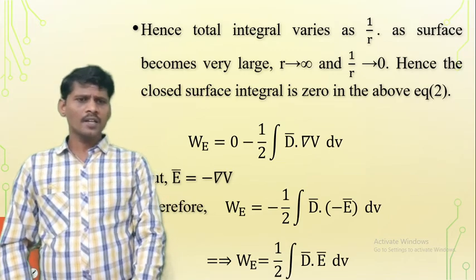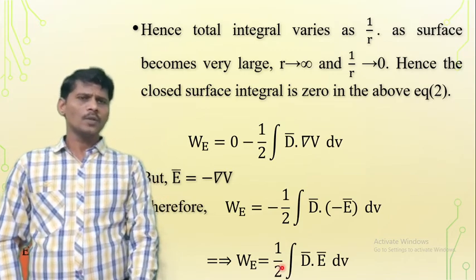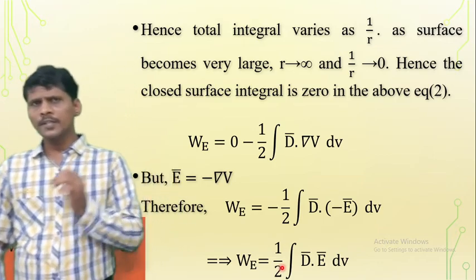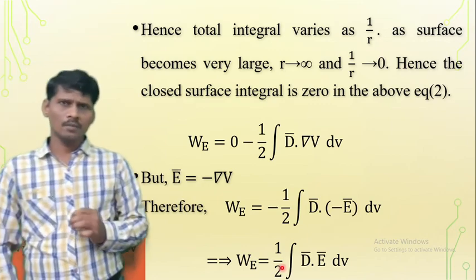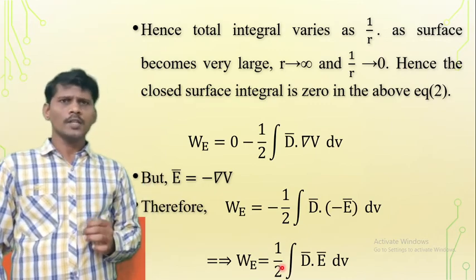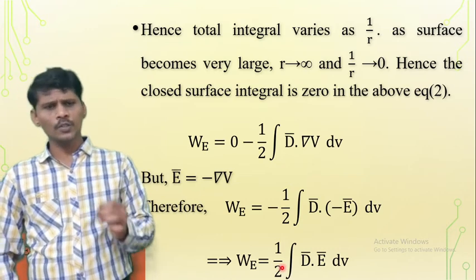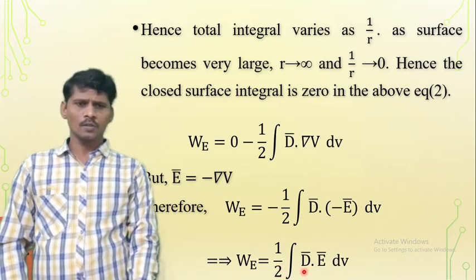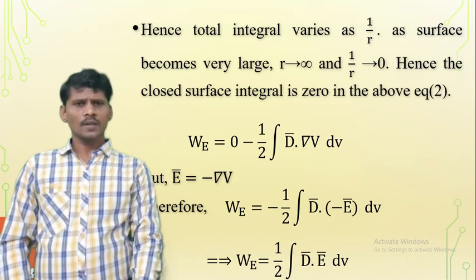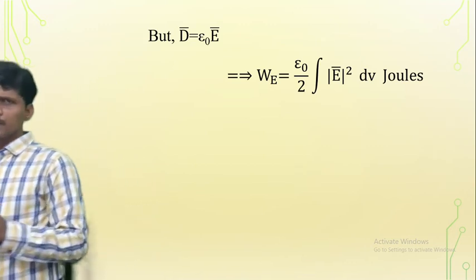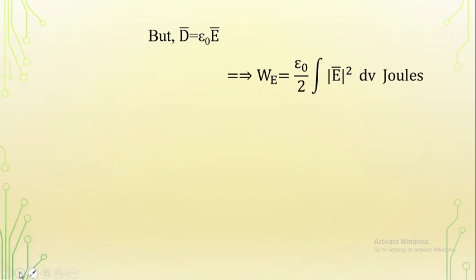And another relation for the energy stored: we know that the electric field intensity and electric flux density are related through the permittivity of the medium, that is d bar is equal to epsilon naught into E bar. Substitute d bar is equal to epsilon naught into E bar into this equation. We get another expression of energy stored. Energy stored W is equal to epsilon naught by 2 into volume integral of E bar dot E bar, magnitude of E bar square into dV.